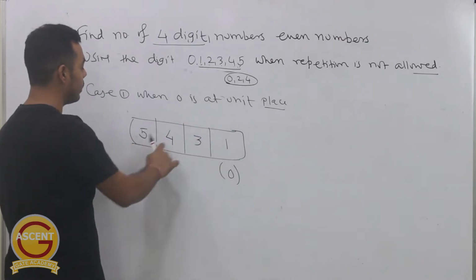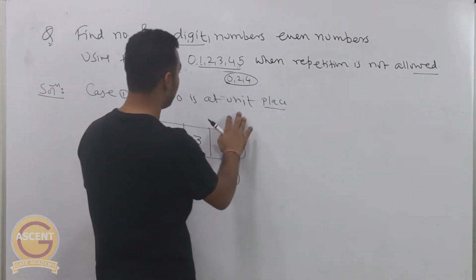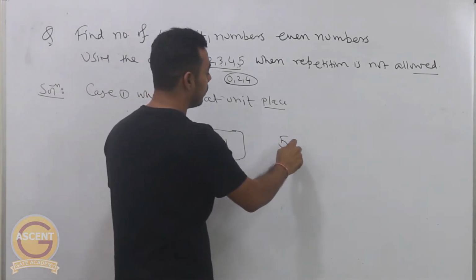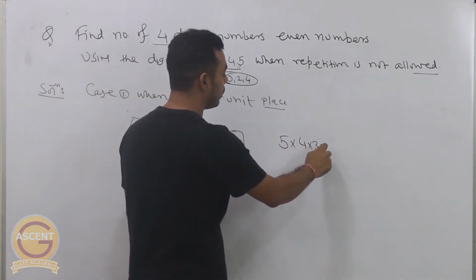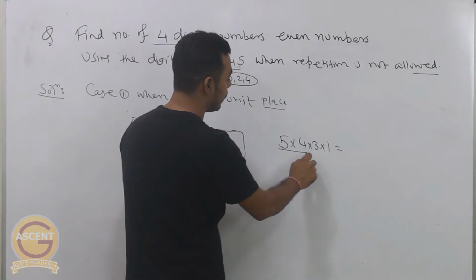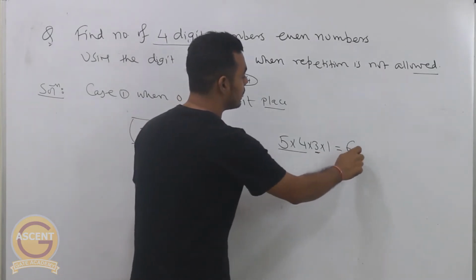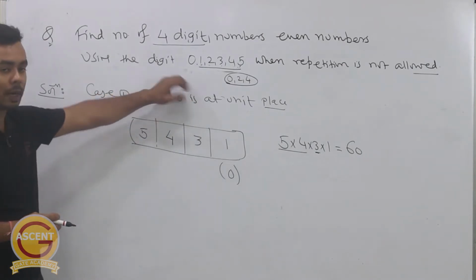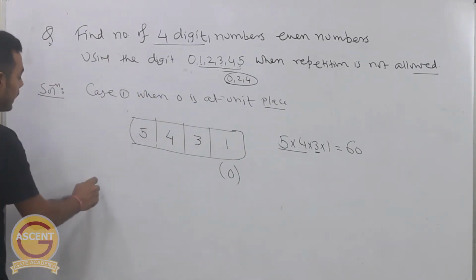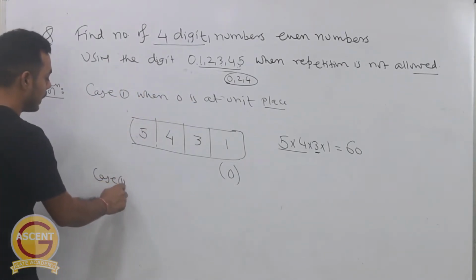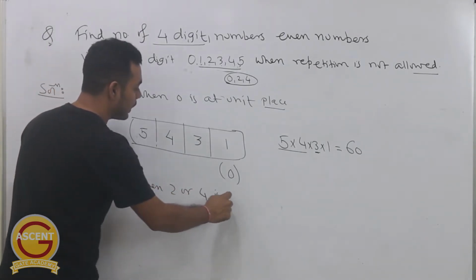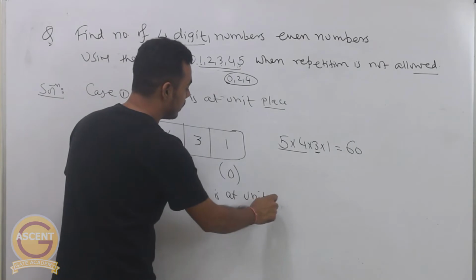So when 0 is at unit place, in that case the number of even numbers will be 5 into 4 into 3 into 1. Now if you multiply all these numbers, you will get 20 into 3, 60. So 60 even numbers are possible which will have 0 at unit place. Then the second case is case 2, when 2 or 4 is at unit place.